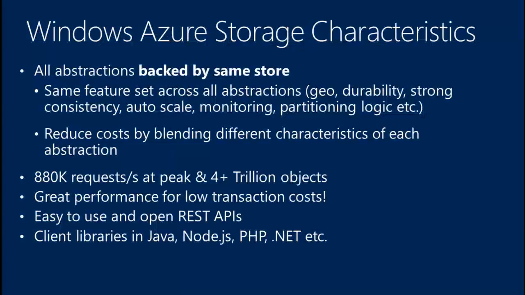It's scalable. We'll look in a second at who's using it. These were some numbers we put up last June: 880,000 requests a second, 4+ trillion objects. It's growing, so I'm sure these numbers are out of date already. And there's great performance and a very low transactional cost. Again, the REST APIs and client libraries.